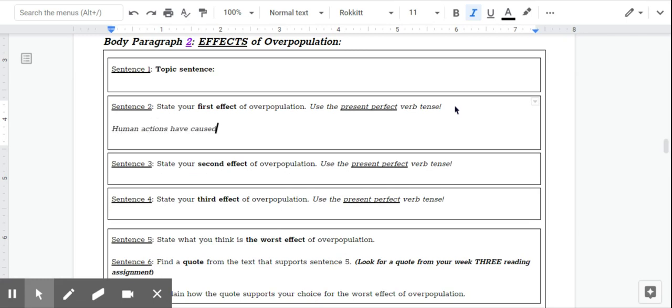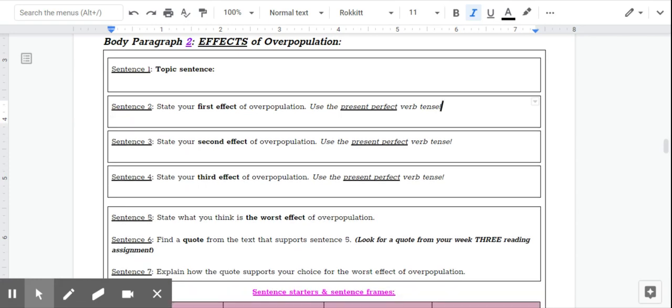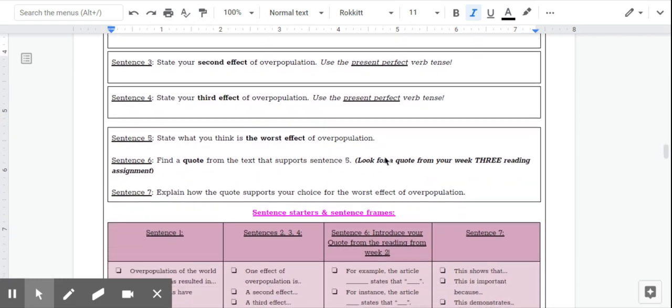Actions have caused loss of habitat for many species. Notice my use of the present perfect, have caused. That's what we're going to be focusing on. And then in sentences 3 and 4, you're going to be stating the second effect and the third effect of overpopulation. And again, we are looking for your usage of the present perfect verb tense.